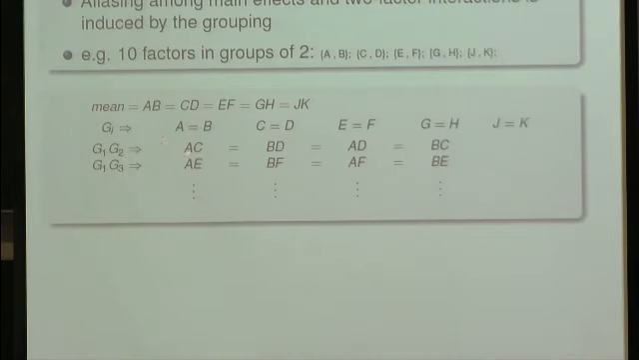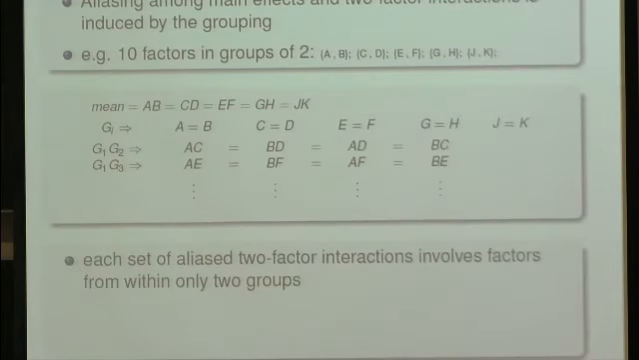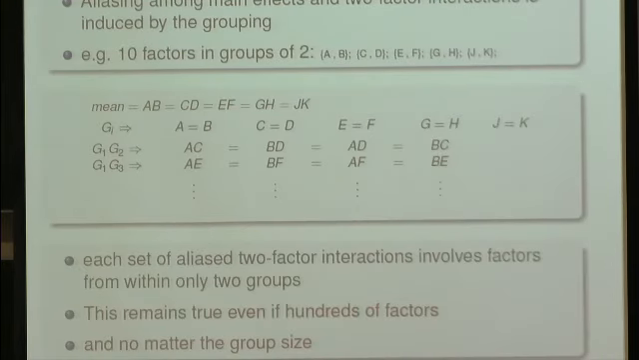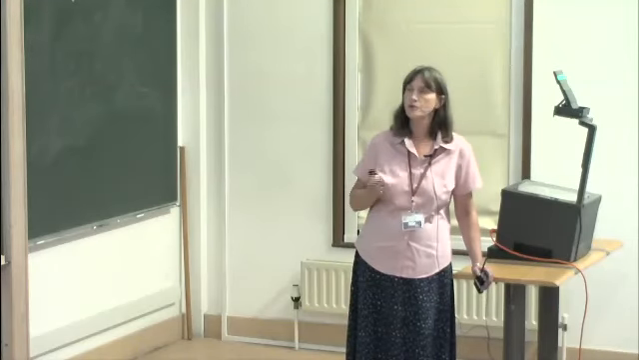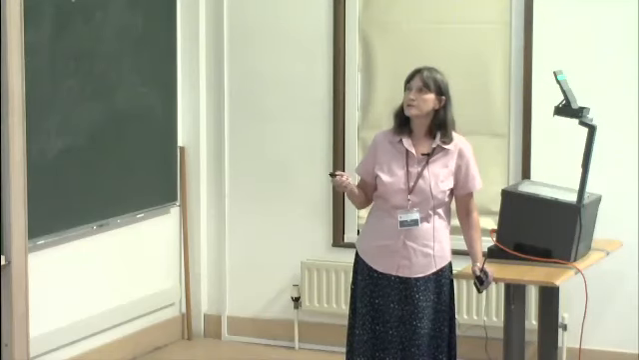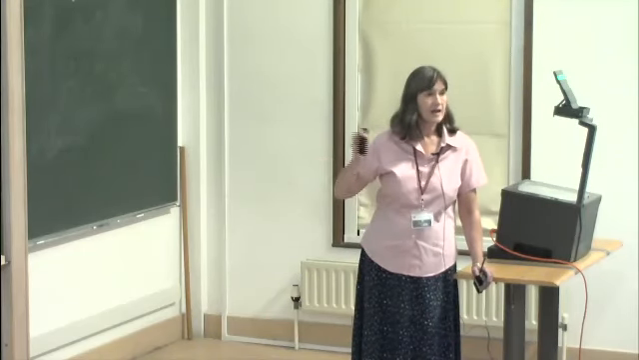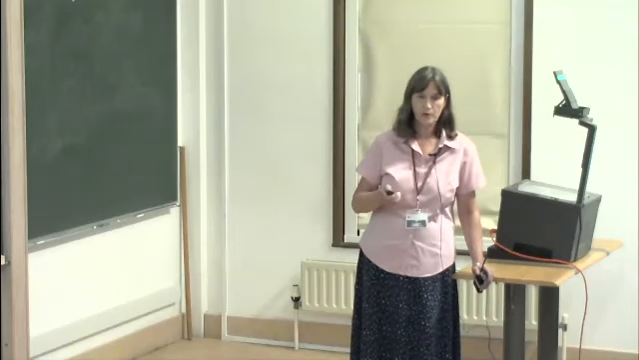Now if you look very carefully at these interaction chains here, what you find is that within the chain, you've only ever got interactions between factors in 2 groups. And this is true even if you've got hundreds of factors, and it doesn't matter how big the group size is. So the good thing about that is that if you really have factor sparsity and there's not very much going on here, and you're just trying to find a few active effects, you're going to be able to throw out strings of factors, and at stage 2 you're going to be able to do a very small experiment.